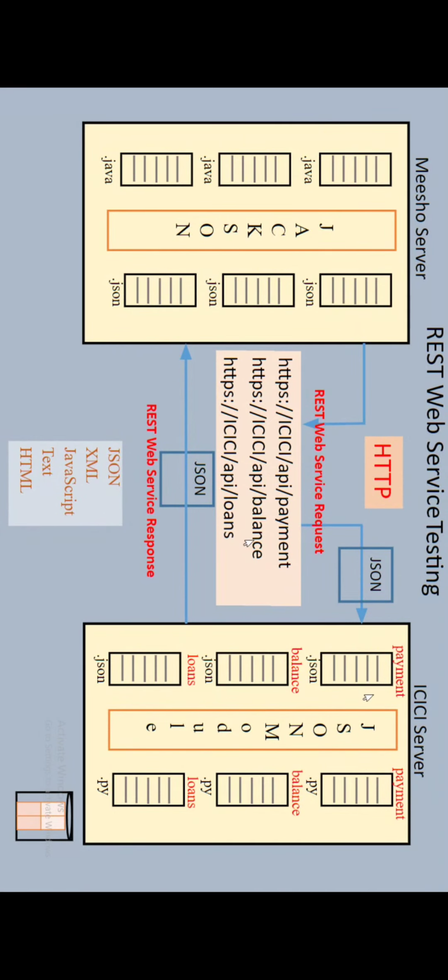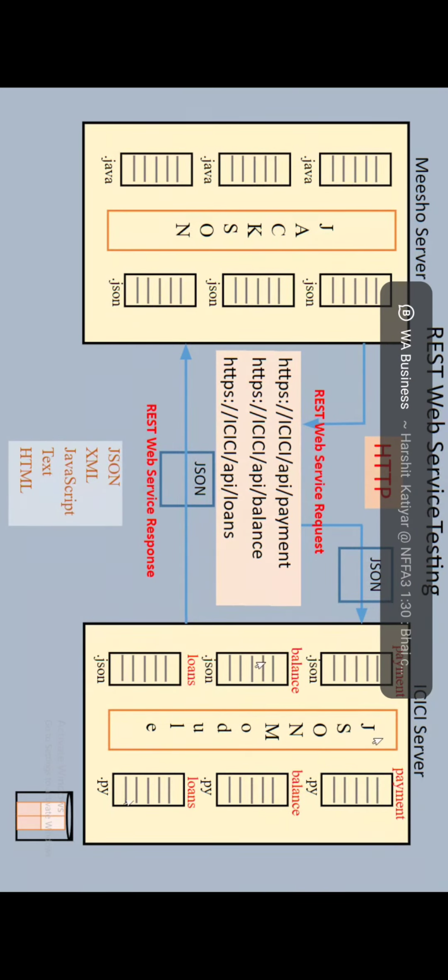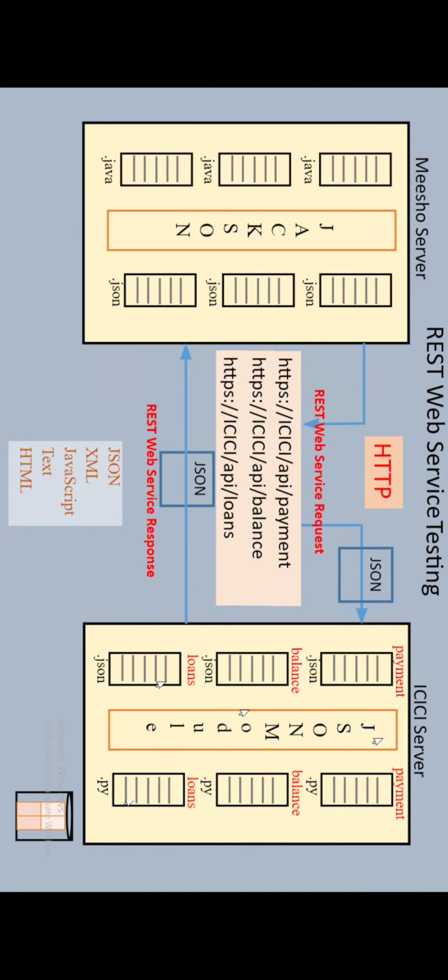There is one application, ICICI server, which is developed with the help of the Python language. Many features like payment, balance, and loans are developed in this ICICI application. For data transportation we are using REST web services, and for data transportation we are using JSON. In JSON format, we are storing and transporting the data between two applications.